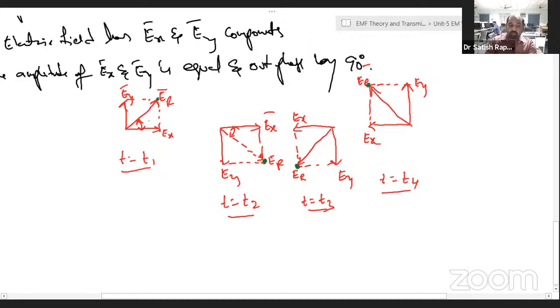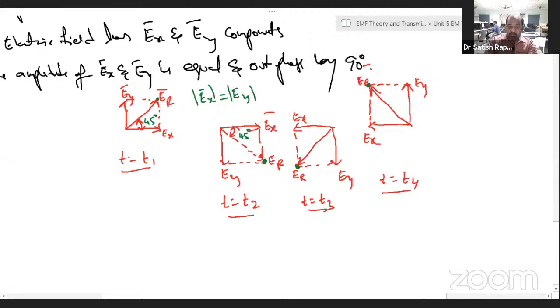So from T1 to T2, the phase difference, this is 45 and this one is 45, right? Why 45? Because EX is equal to EY. In the definition I have given, EX is equal to EY, the amplitudes are equal. So therefore, here 45 and here 45. So therefore, the phase difference is 90 degrees.